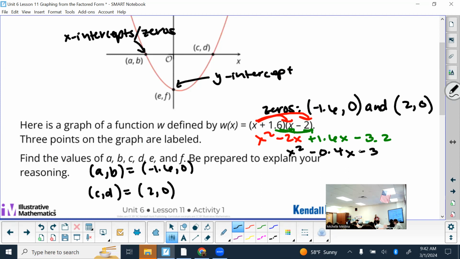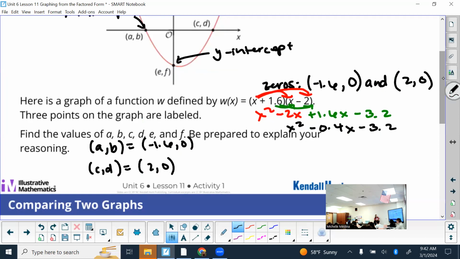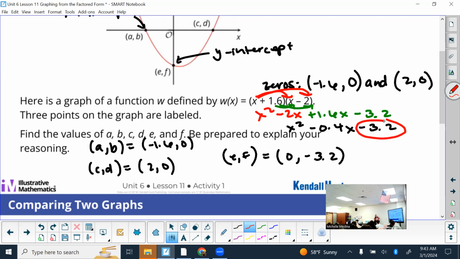-0.4x. So now that it's in standard form, table 4, can you tell me what my y-intercept is now that it's in standard form? -3.2. And if I'm writing it as a coordinate for my y-intercept, the x is 0. And then from my standard form, I can see my y-intercept better.